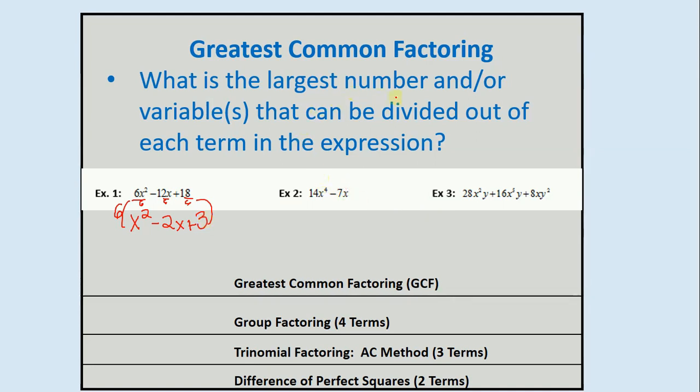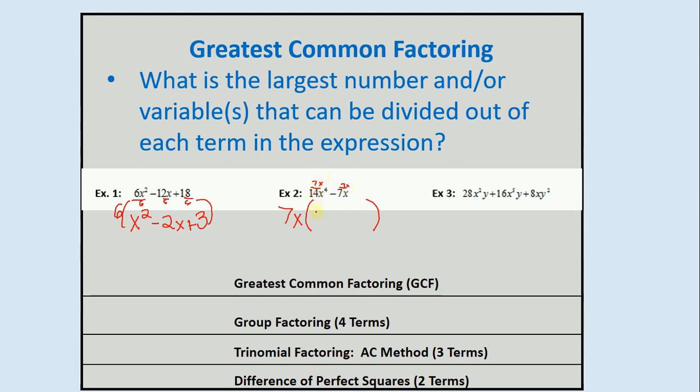So what's the largest number, looking just at the coefficients, the numbers, that I can take out? Well, 14 and 7, they both share 7, right? Their greatest common factor is 7. And then they both have at least one x, right? This one has an x, this one has 4 x's, but I need to find what's common between the two of them, which would be just good old x. So what I'm going to do in this problem is divide both of these by 7x.